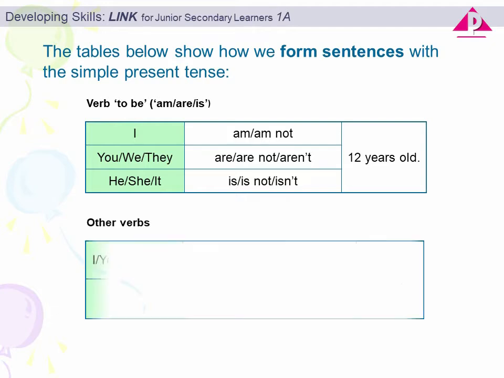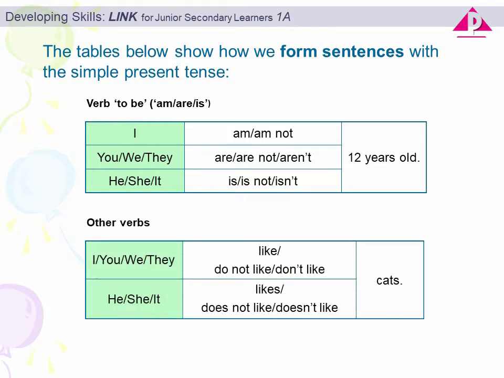What about other verbs? Look at the table here. When forming negative sentences, we add do not or don't before the verb. Take the verb like as an example. I, you, we, or they should be followed by like, or do not like, or don't like.